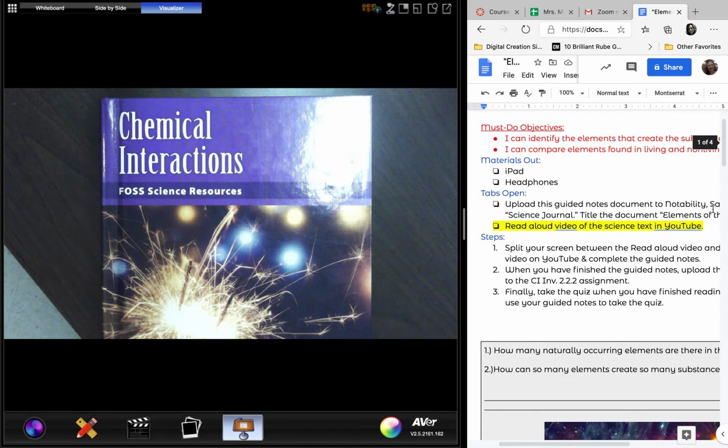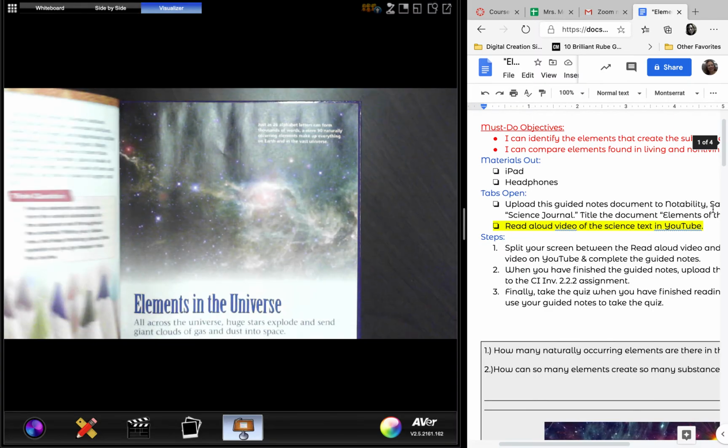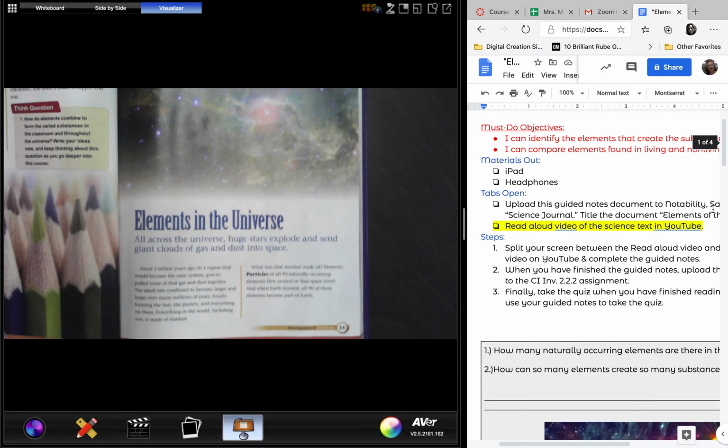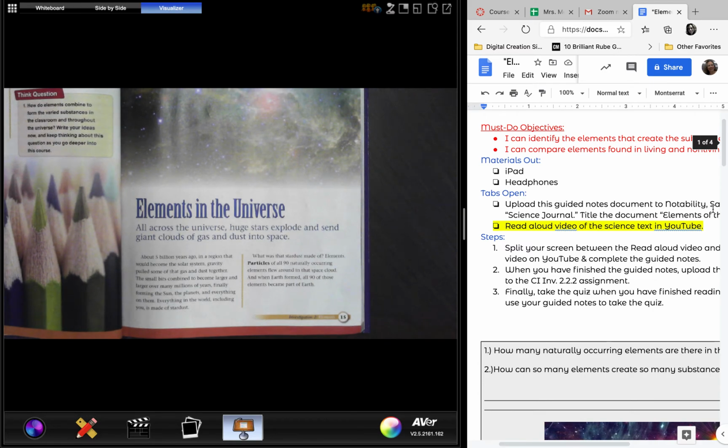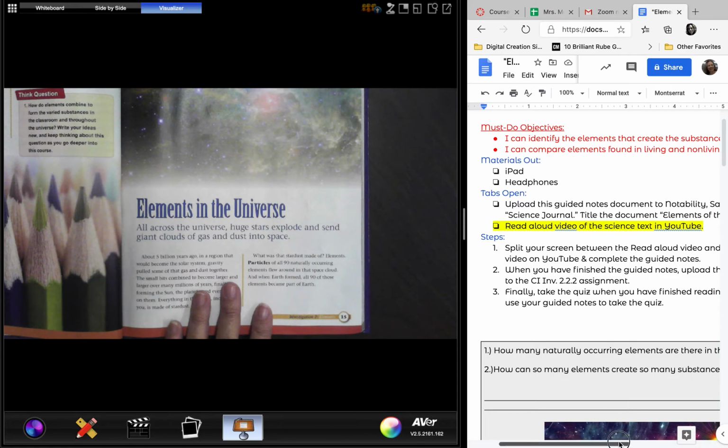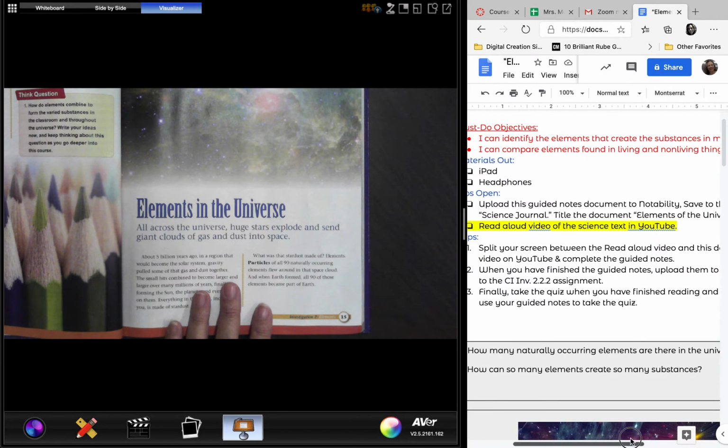You can access this book on fossweb.com, or you can access this book by downloading it onto your iPad directly from the app called Foss eBooks. So today we're in the article called Elements of the Universe, and by now, from the directions in Canvas, you should have split screen the video you're watching now with the notes over here that are in Edpuzzle. And the reason they're in Edpuzzle is so that you can write or type your answers.